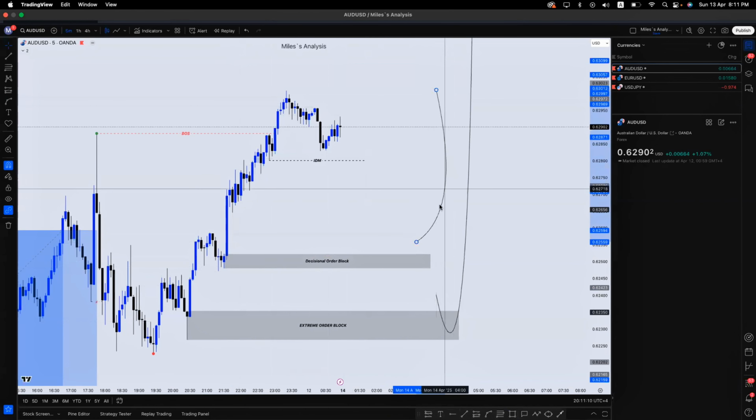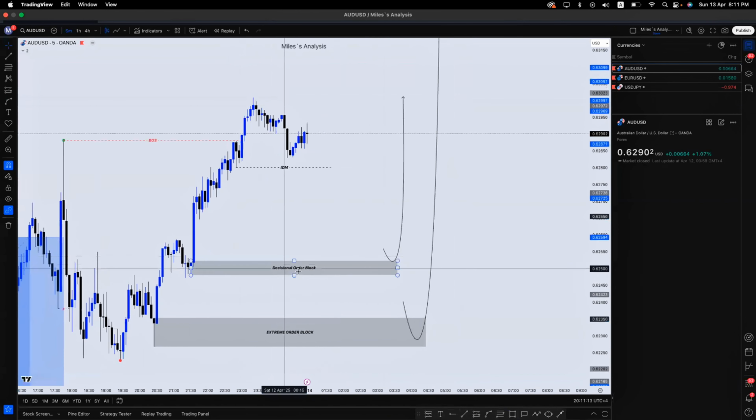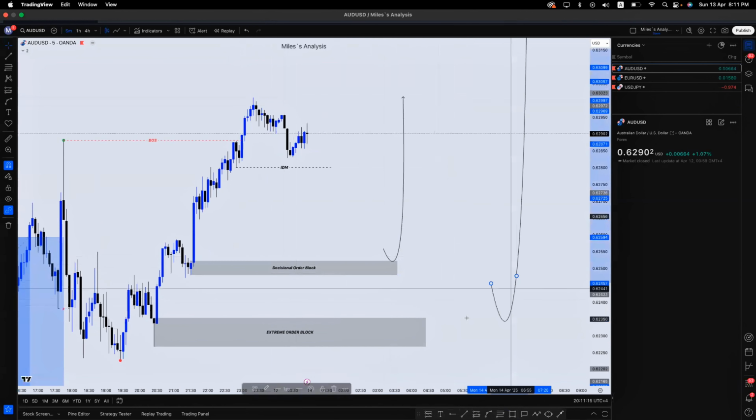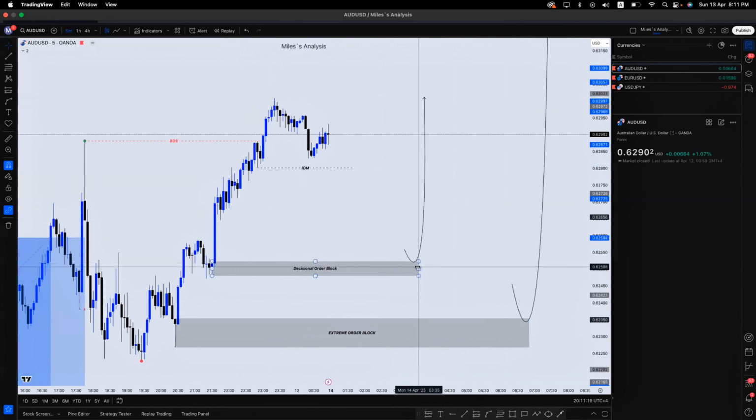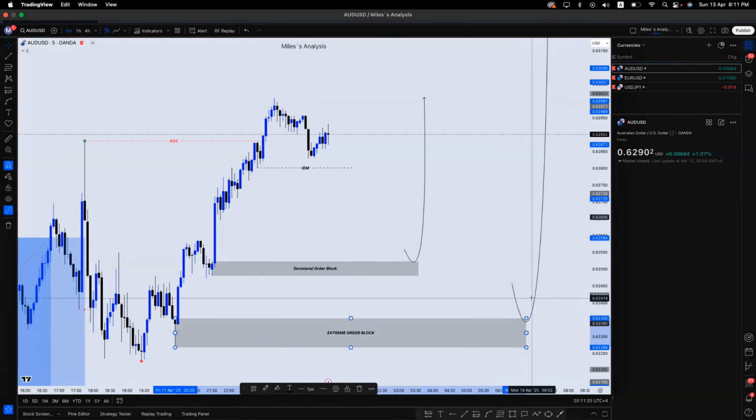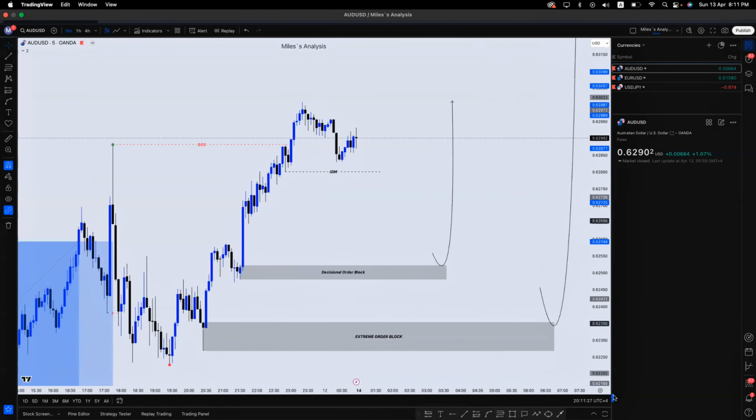So the first anticipation is a bullish reaction from this decisional order block. If that fails, then we'll look for interest from the extreme order block. So basically on the decisional order block, you have to risk 0.5 at least, and then here you can go like full risk, like a 1% risk. It just depends on your capital. Is it funded or is it personal capital?